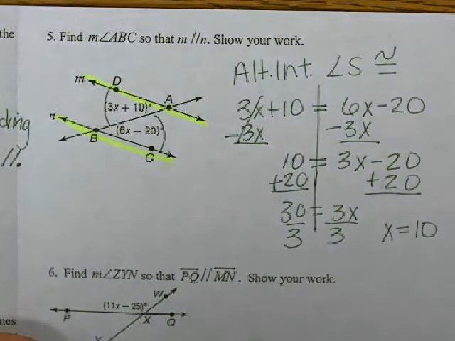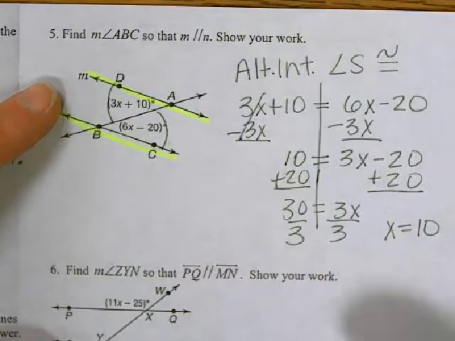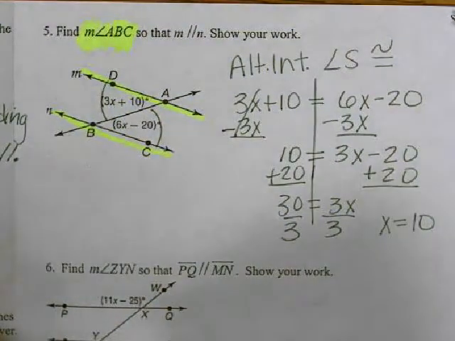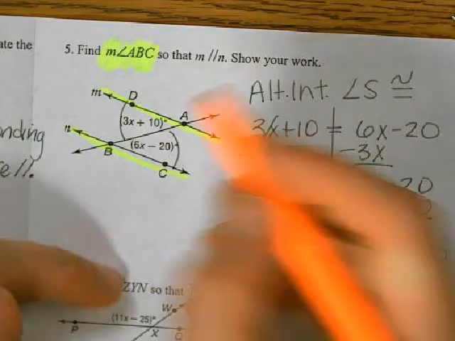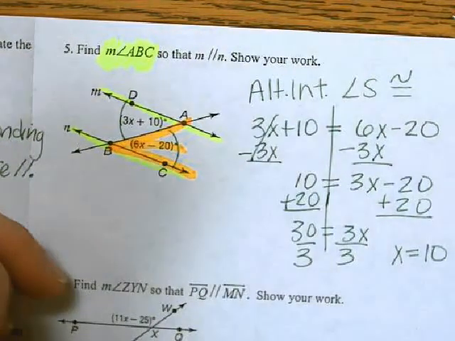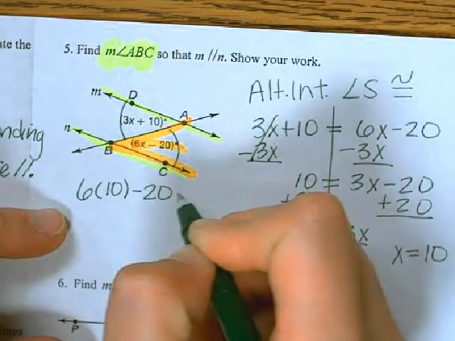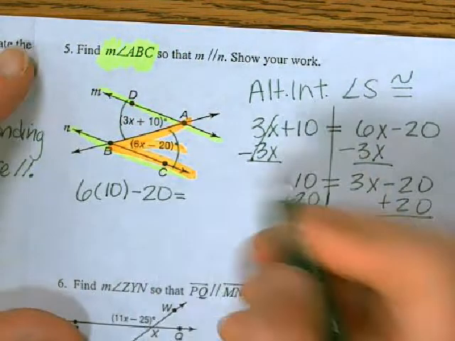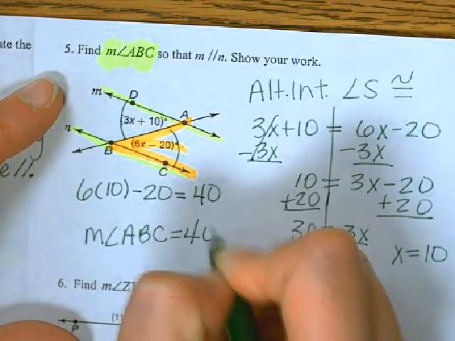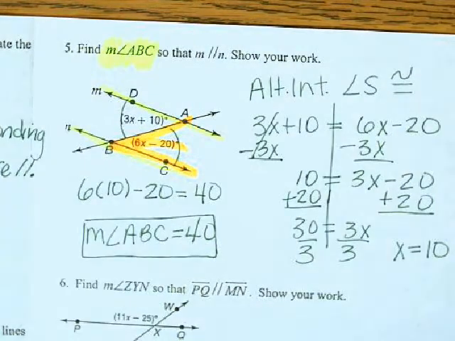Now when you're finished, you need to make sure that you answer the question that's asked. It's asking you to find the measure of angle ABC. So where is angle ABC? Angle ABC is this angle right here. So that's 6x minus 20. I'm going to take my 10 and say 6 times 10 minus 20, which is 60 minus 20, which is 40. So the measure of angle ABC is equal to 40 degrees. And that's my final answer. Okay?